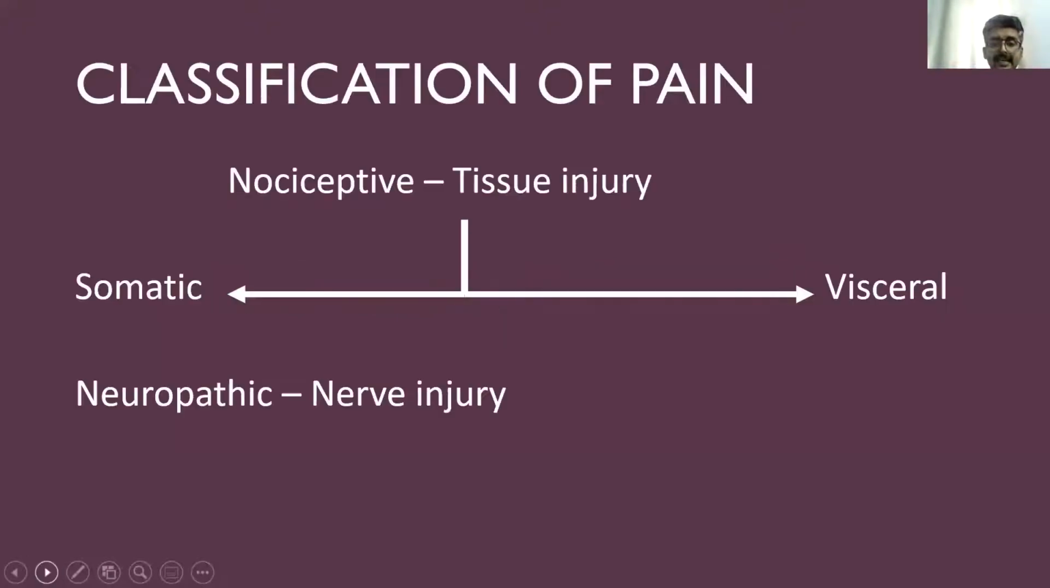So having said that, we'll just go to the classification of pain. In a very basic sense, pain can be classified as either nociceptive or neuropathic. Nociceptive pain is usually associated with a tissue injury, and neuropathic pain with a nerve injury in any part of the nerve. This nociceptive pain, or tissue pain due to tissue injury, can be divided into somatic and visceral. We'll come to that later.